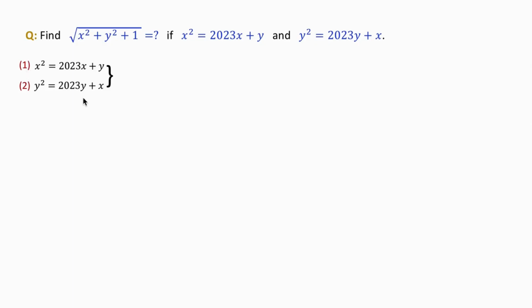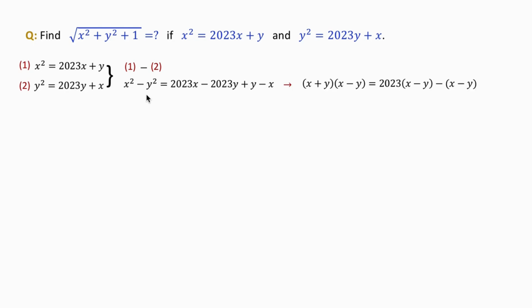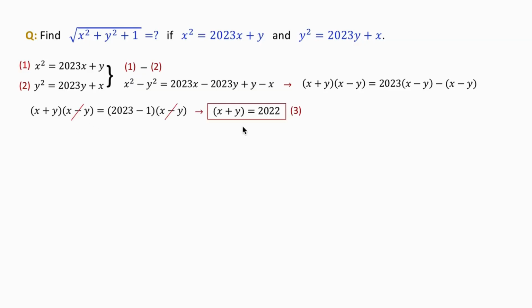First, we subtract the second equation from the first one. The left side can be simplified by this expression, and we factor out 2023 on the right side and rearrange the terms to factor out x minus y and get this. Now we can cancel out x minus y from both sides to get equation 3. This equation is very important to find a solution.